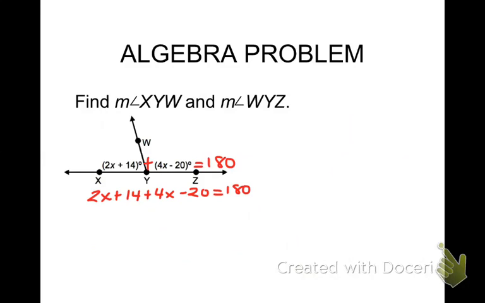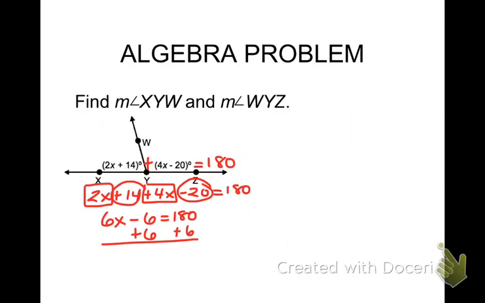Now let's combine our like terms. My 2x, my positive 4x makes 6x. Positive 14 minus 20. Negative 6. Good. Equals 180. That's my next step. Add 6 to both sides. So 6x equals 186. Divide by 6, and I thought someone said 31, which looks good.